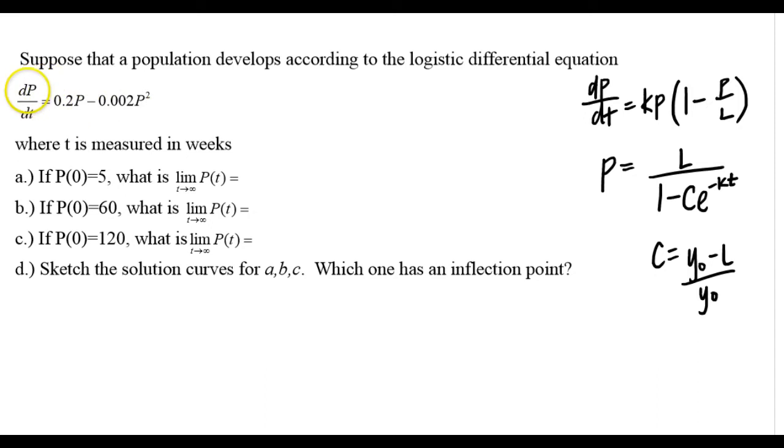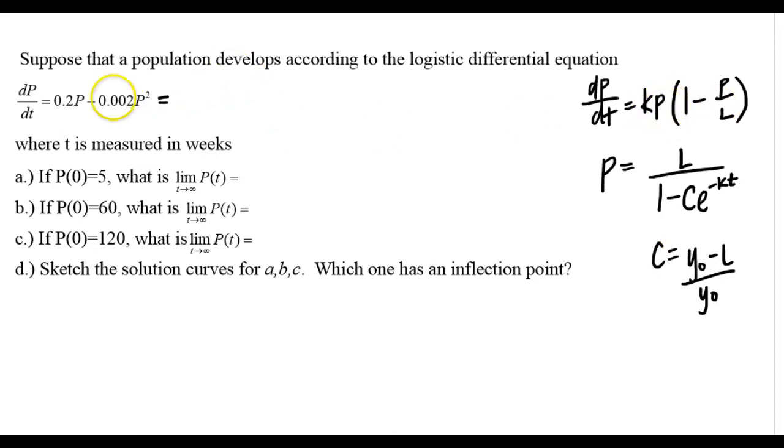Now, we were given that initial formula in terms of y. So we had dy/dt, but I've gone ahead and rewritten it with the variable P now. So we want dP/dt, so it's going to be k times P is what we're looking for, instead of k times y, and then 1 minus P over L instead of y over L. And then if we were interested in a solution, the solution would be called P instead of y. And that's going to be the same formula, L over 1 minus Ce to the negative kt. And C is defined the same way as well.